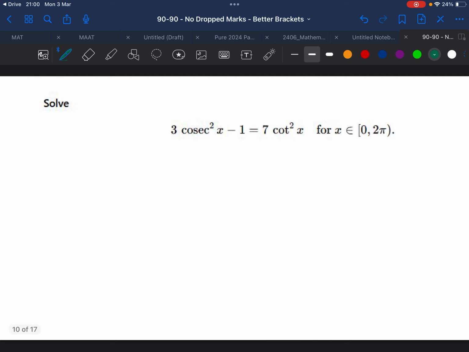Let's have a go at another one. So give it a quick pause, see if you can still remember. How would you make this one all about the same trig function?